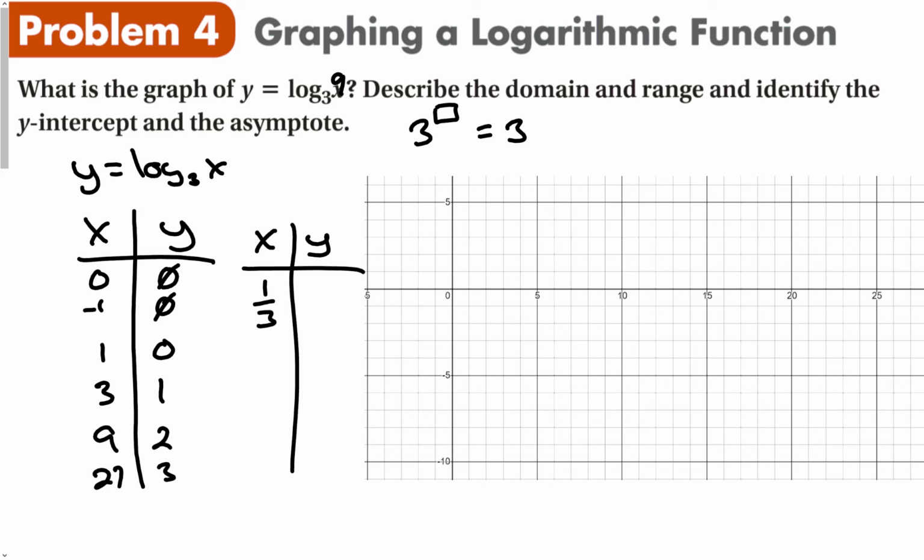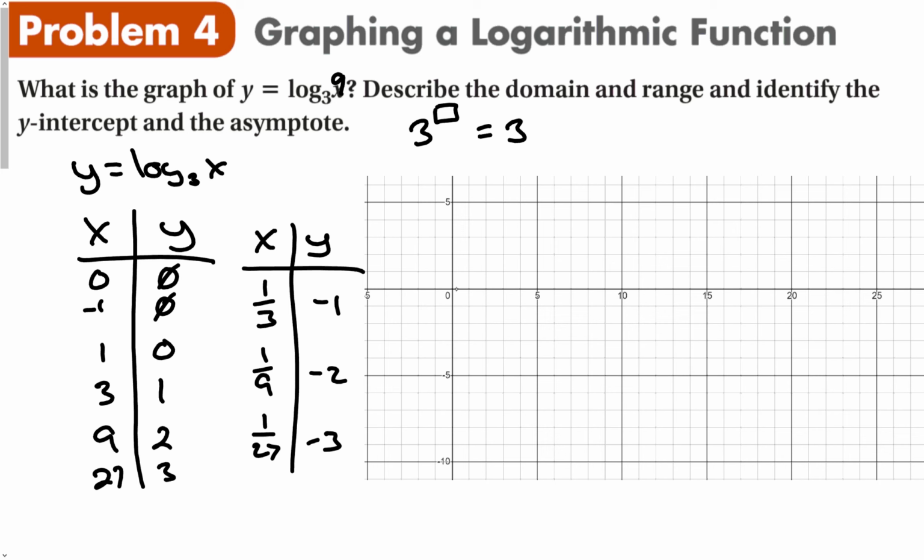Okay, but also we can think about fractions. So to go from 3 and have an answer be 1/3, I would need an exponent of negative 1. 1/9 would have an exponent of negative 2. 1/27 would have an exponent of negative 3. So hopefully you see the pattern here.